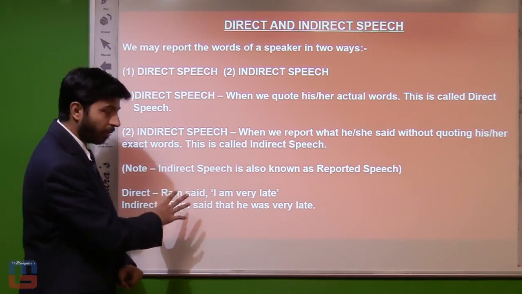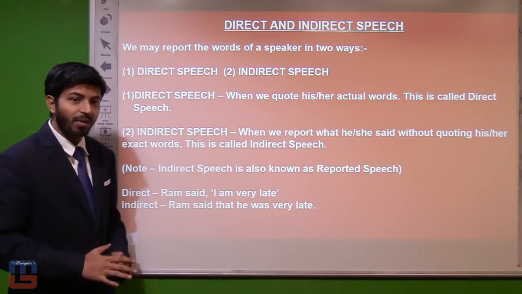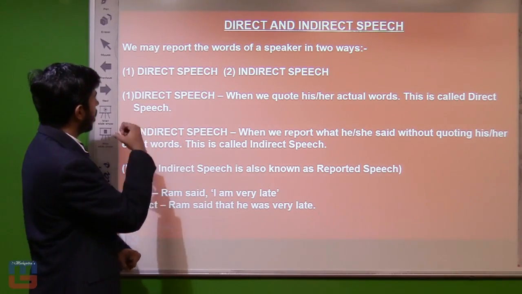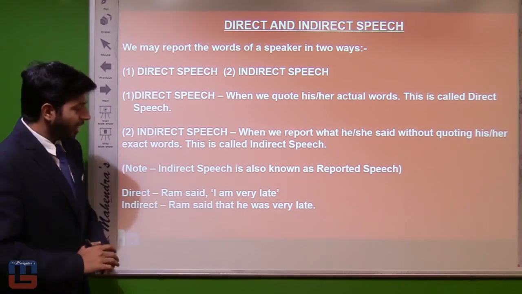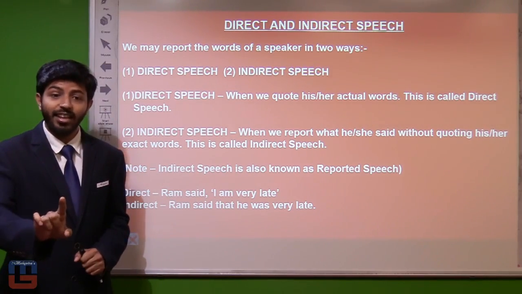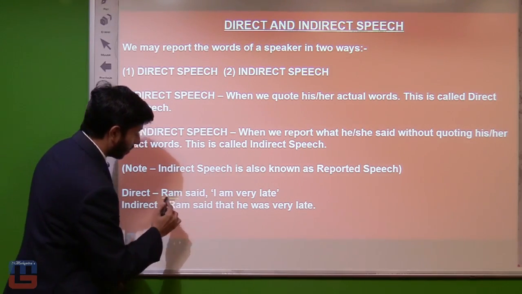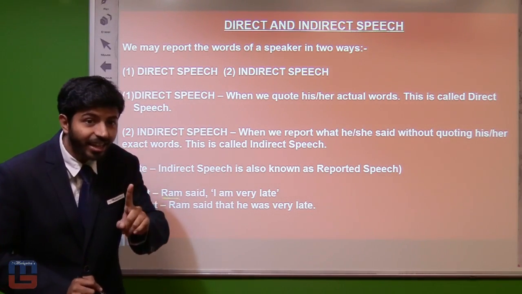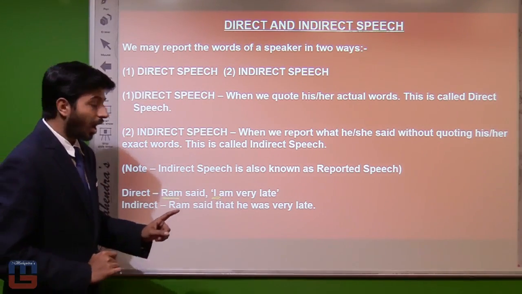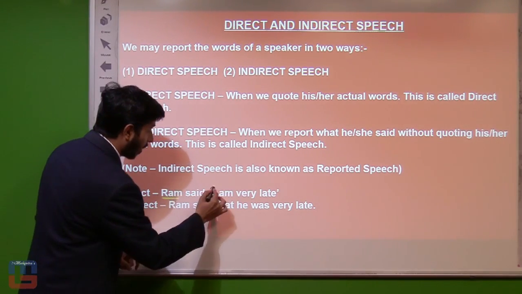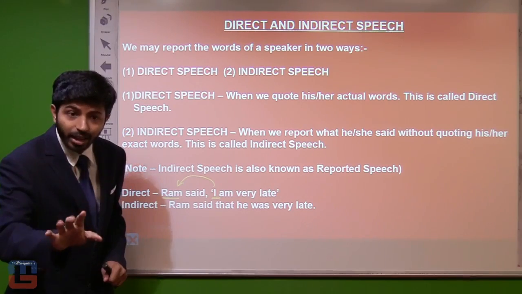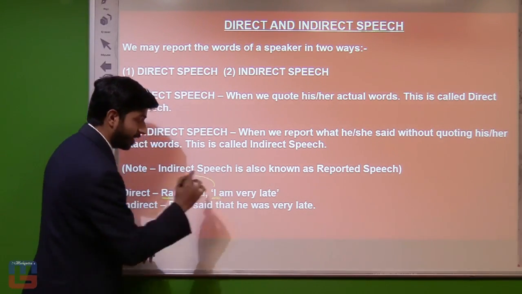So just have a look at an example. With the help of examples, we may get perfect command on direct and indirect speech. Direct speech: Ram said, "I am very late." Ram is the subject here and he is saying something. "I am very late." So I is used for Ram because the sentence given in the direct speech is narrated by Ram.